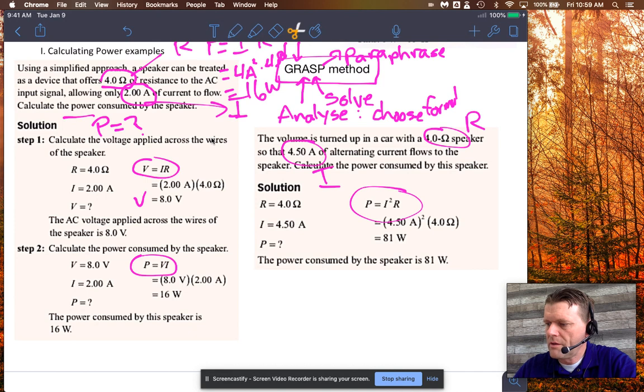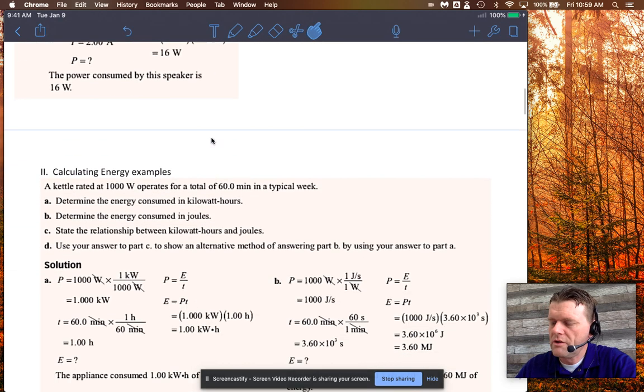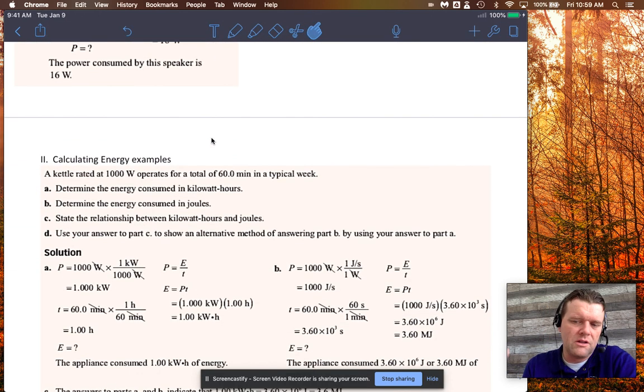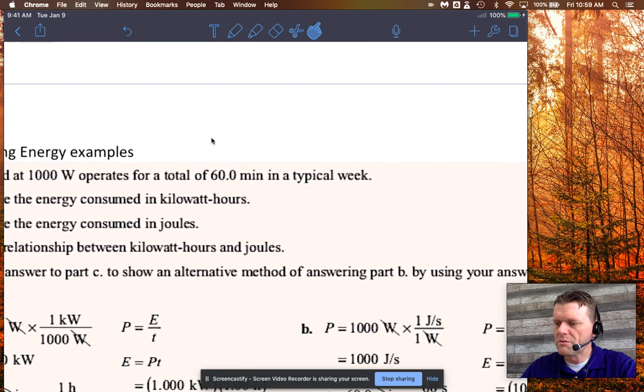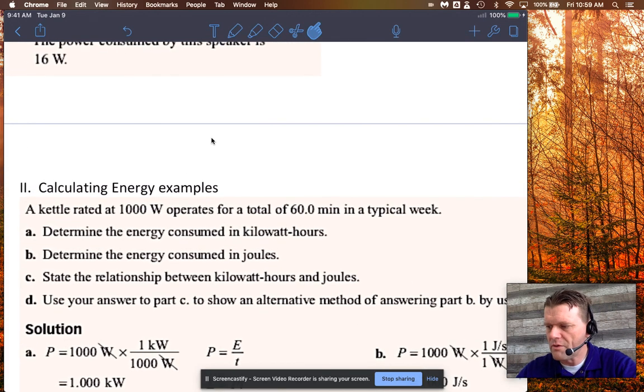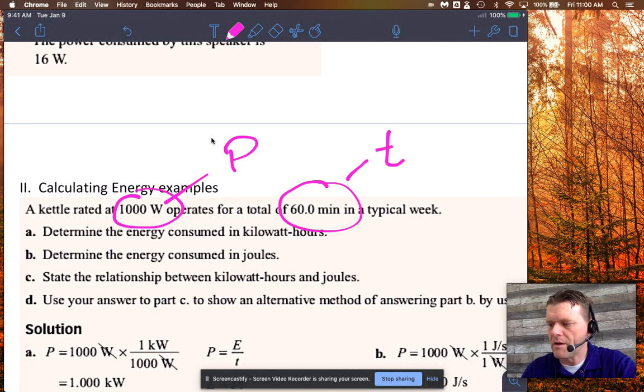Let's move to a couple other examples. So in terms of energy now, those two were calculating power. Let's look at some energy examples. So this one says a kettle that's rated at 1,000 watts. Okay, so there's power. It operates for a total of 60 minutes in a typical week. So there's time. Okay, now it says calculate the energy.